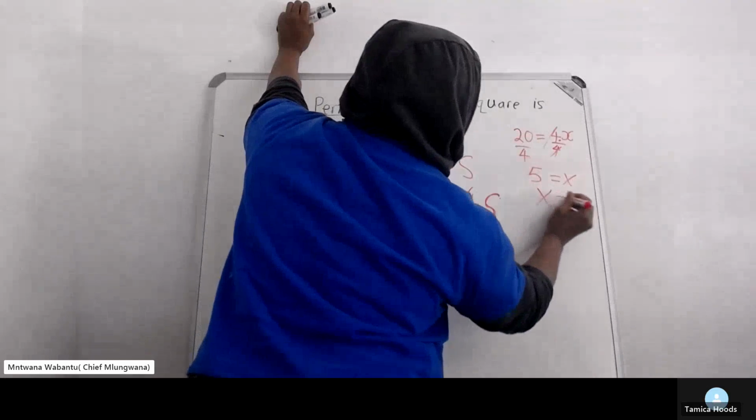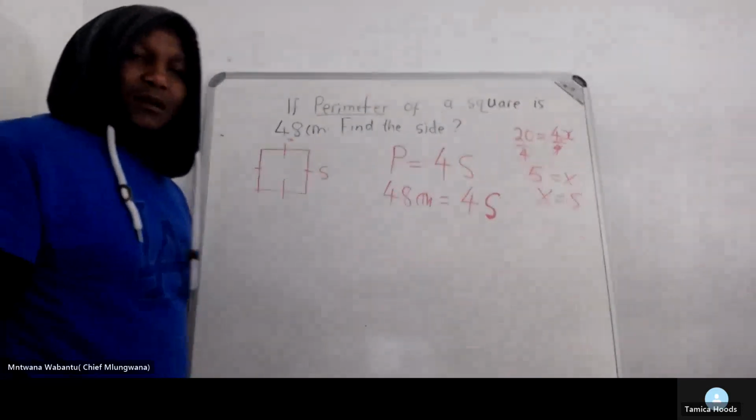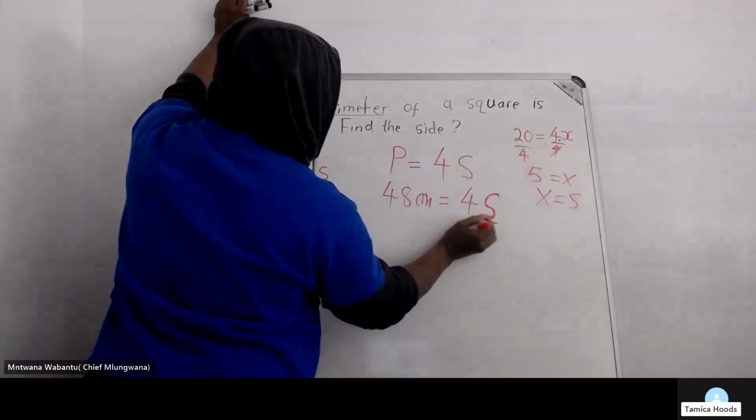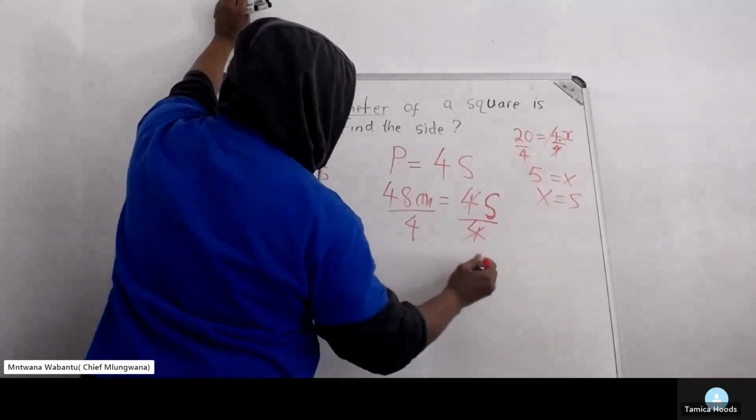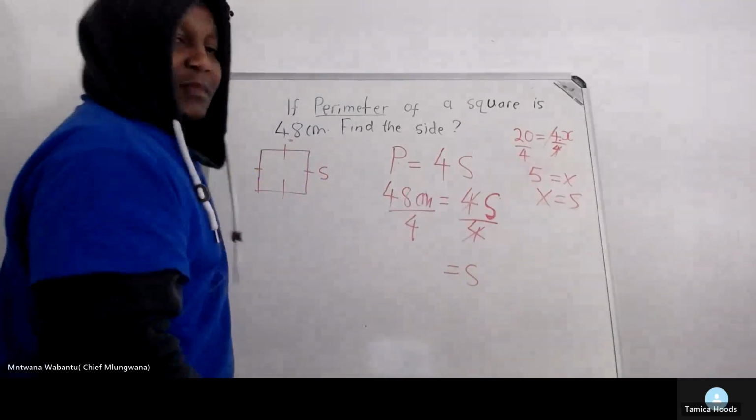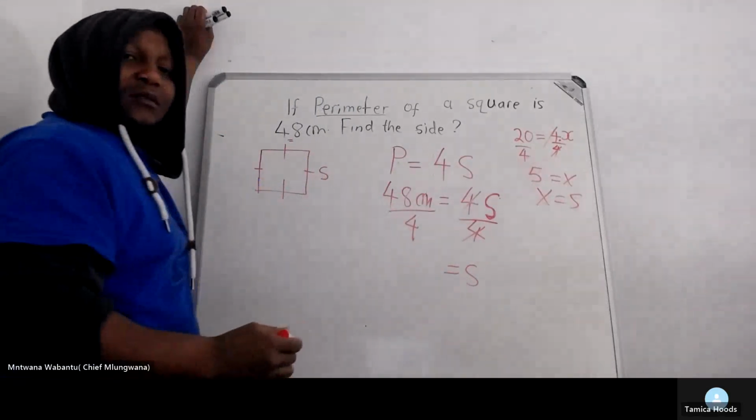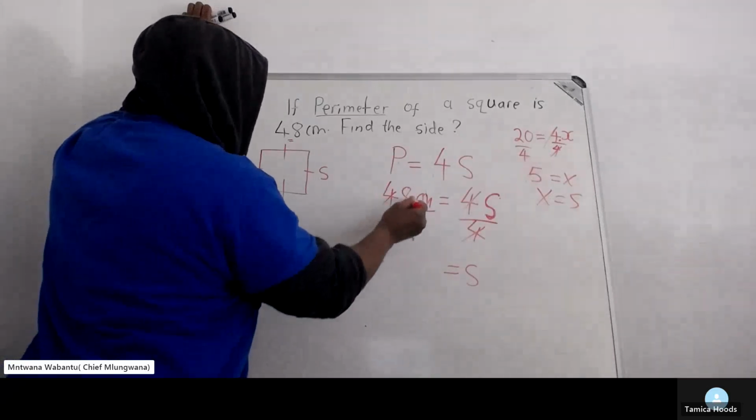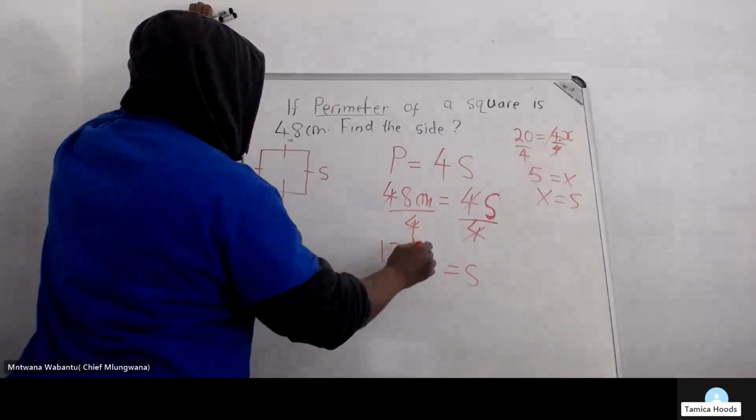x is 5. You can switch and say x is 5. So how are you going to get x here, equal to 48? You are going to divide by 4, and here divide by 4. This is a constant. So x equal to 48 divided by 4. Let me show you this way. How many 4 in 4? 1. Right, 1. So this is a constant. How many 4 in 8? 2. The answer is 12 centimeters.